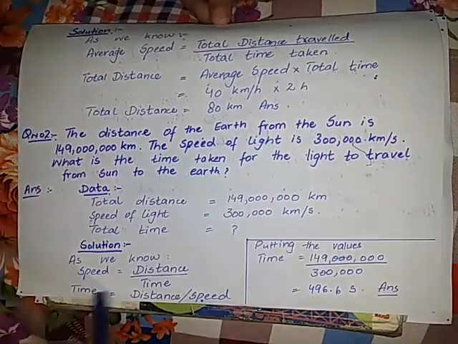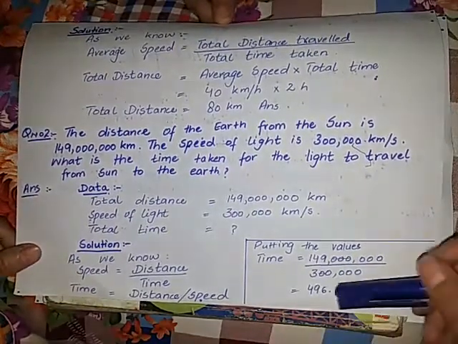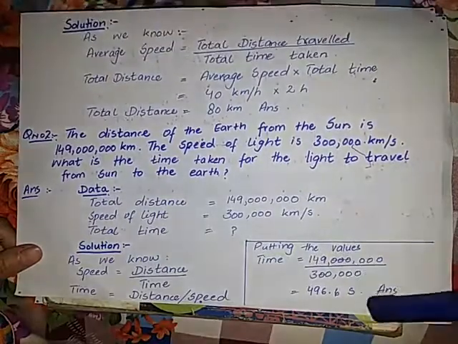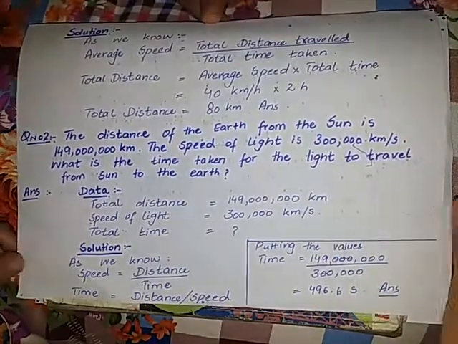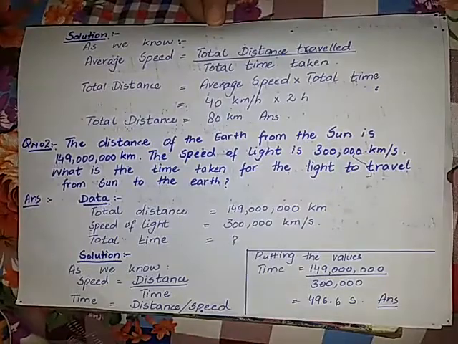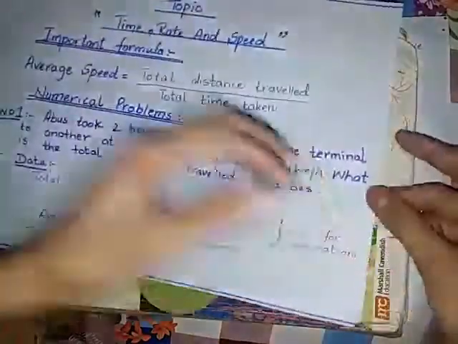As the unit of time is second, we write second over here, and this is the answer of this question. So students, I have explained two numericals regarding average speed.